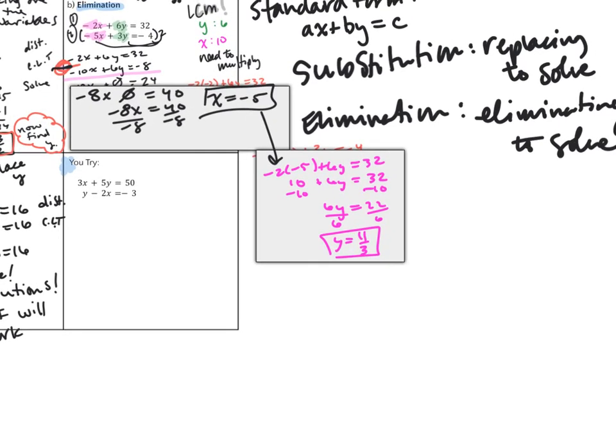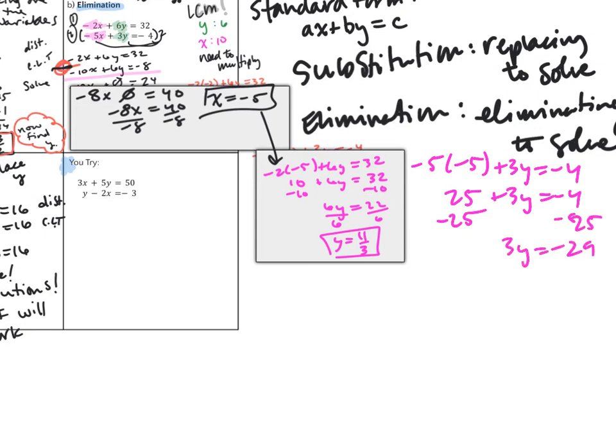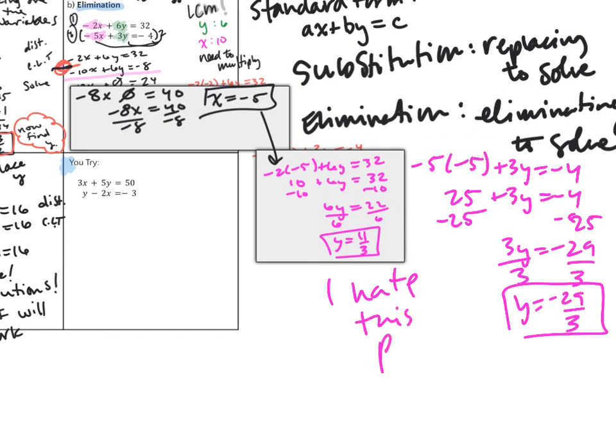Okay. So I'm going to plug it back into this other one because I don't trust myself further than I could walk right now, which is not far. So this is 25 plus 3y equals negative 4, minus 25, minus 25. 3y equals negative 20. Why is this happening? I hate this problem. I have no idea.